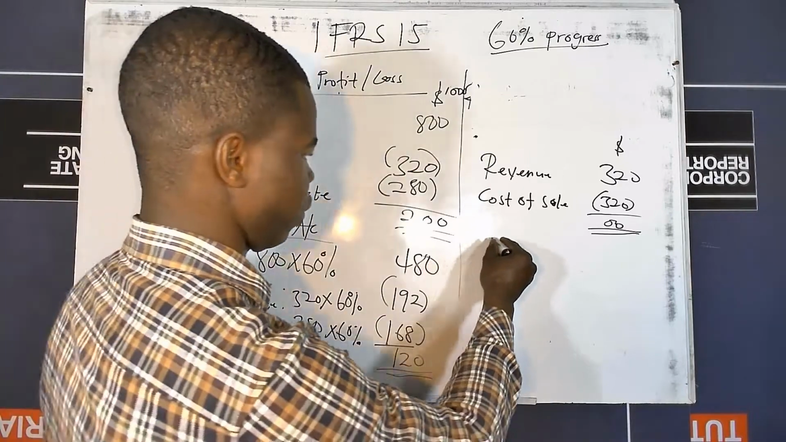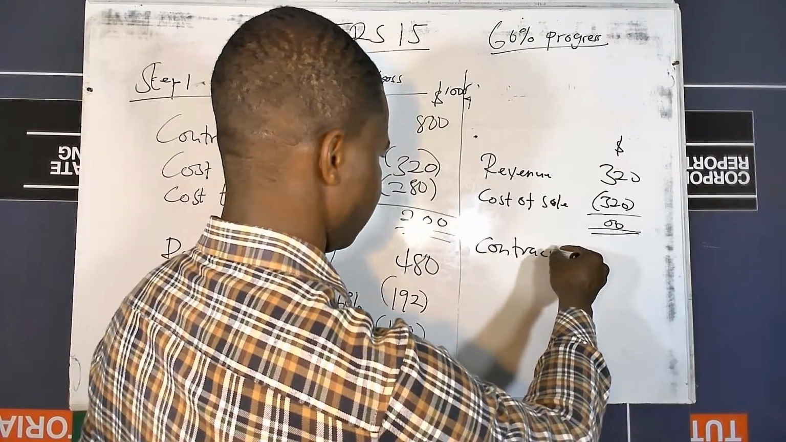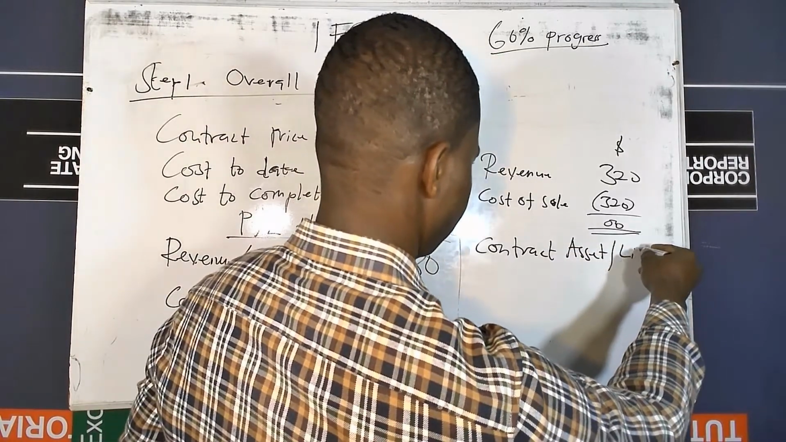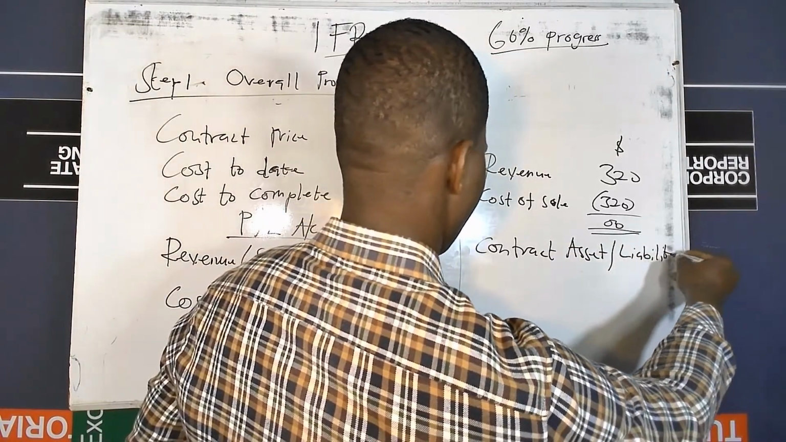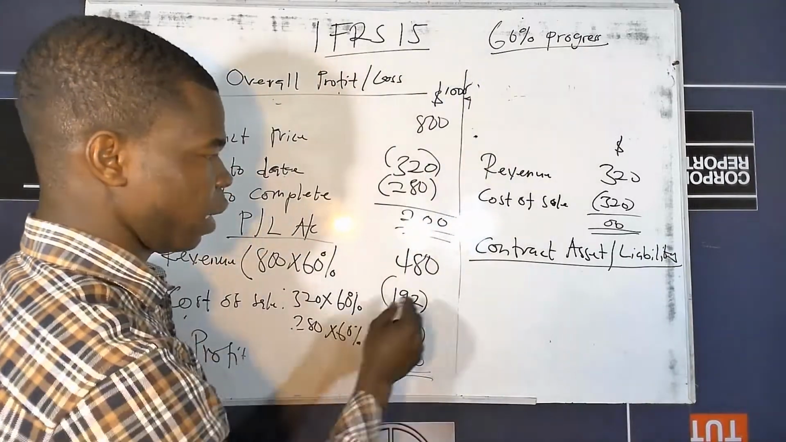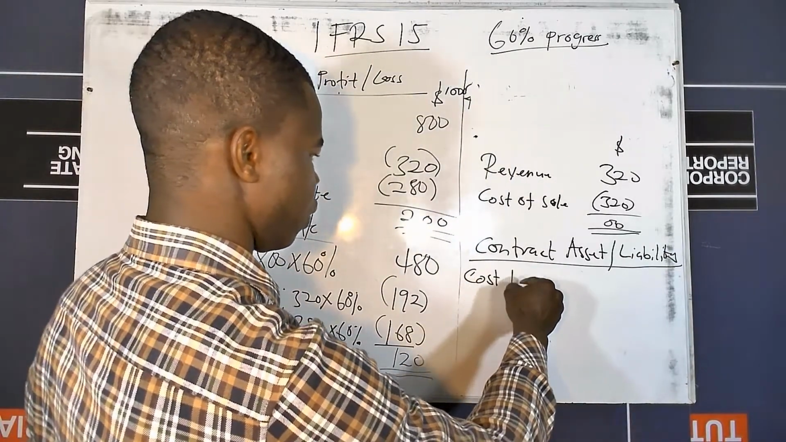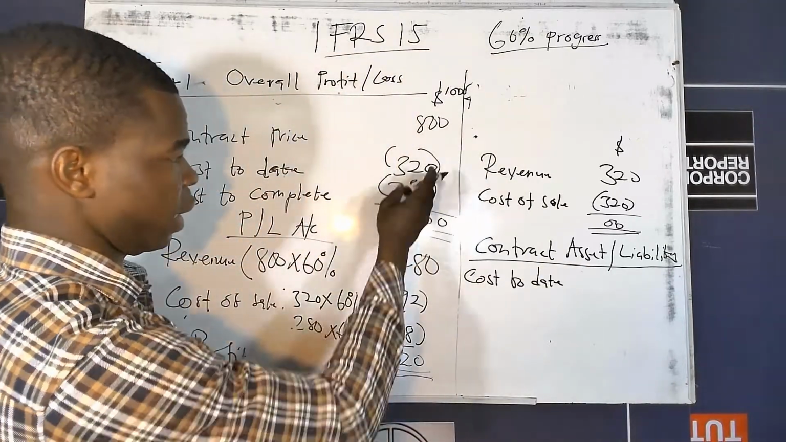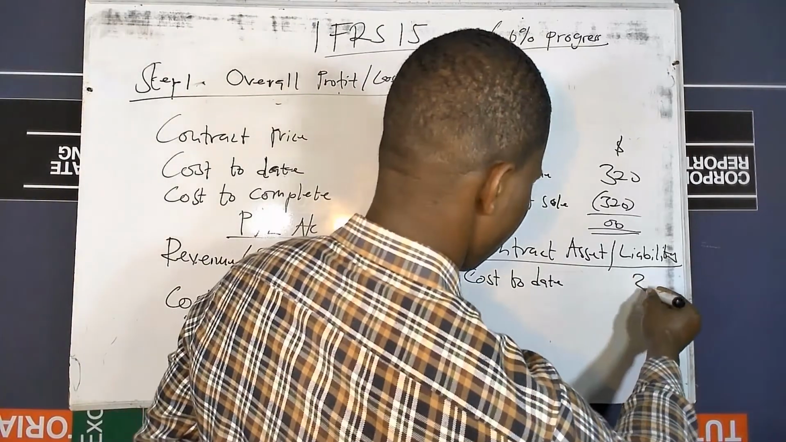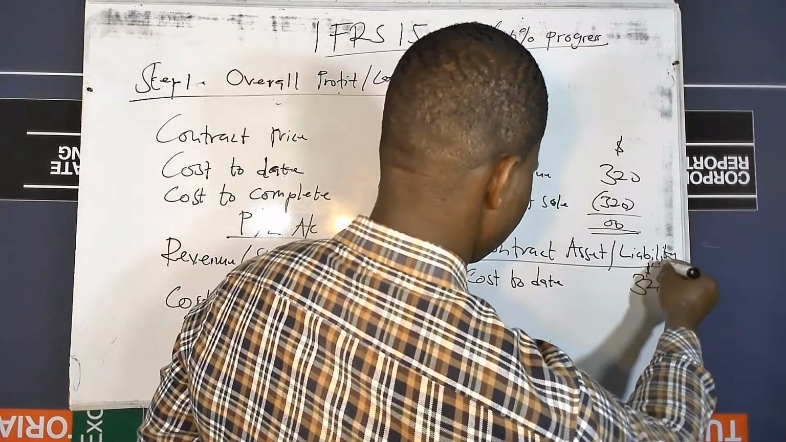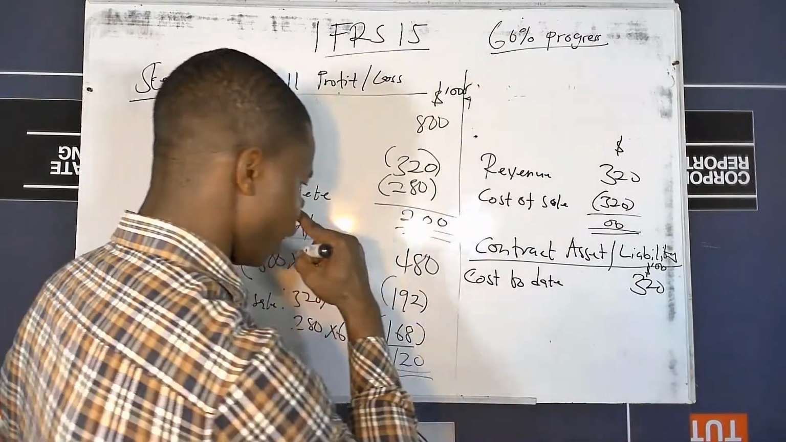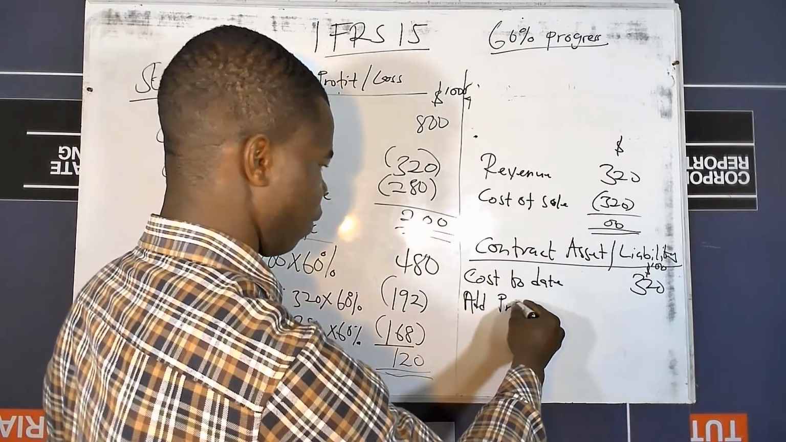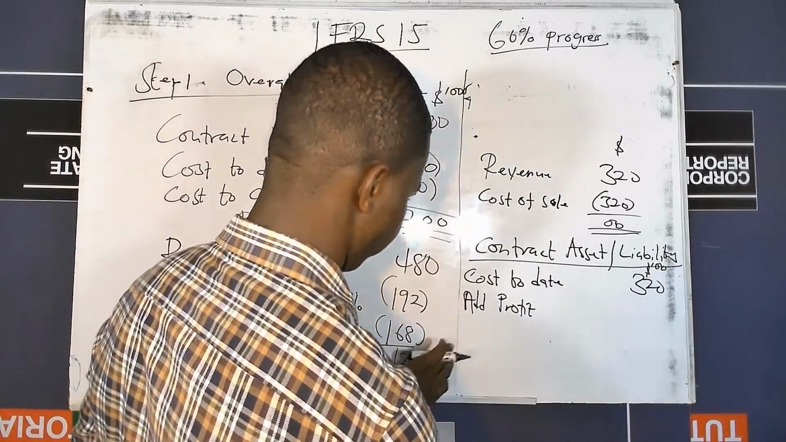cost to date. So here, our contract asset, which is the last step, or liability, is basically going to be your cost to date. Your cost to date, which is the 320. Remember, it's dollars and with 3 zeros at the top. And then you add our profit. Add our profit of 120.